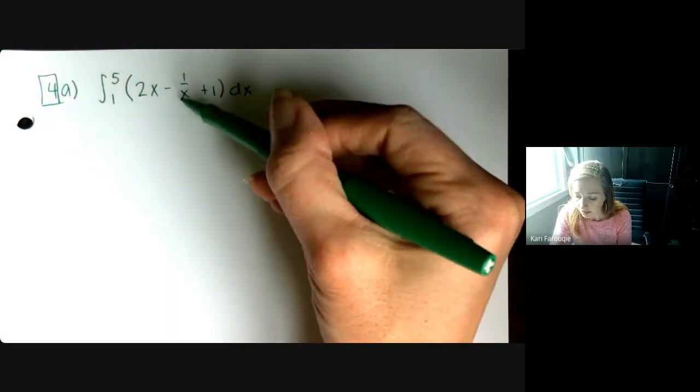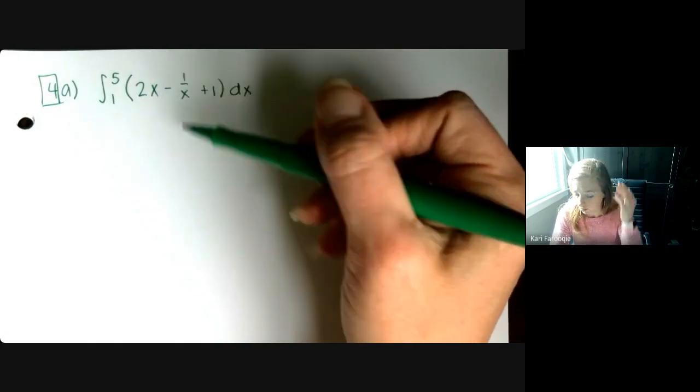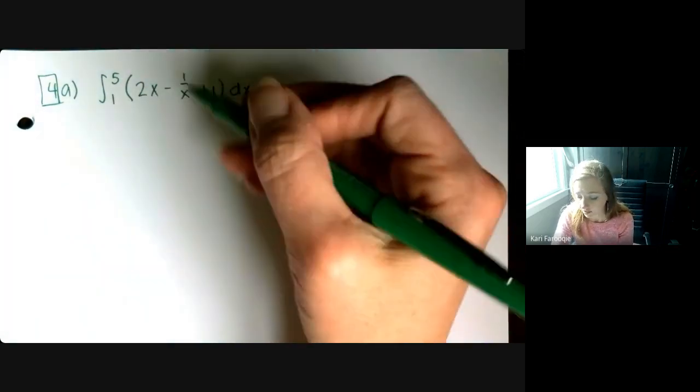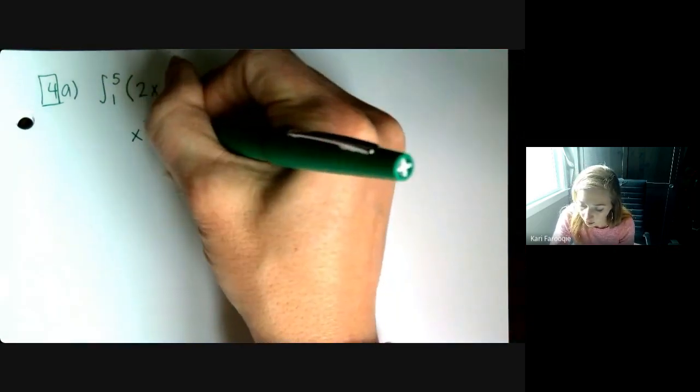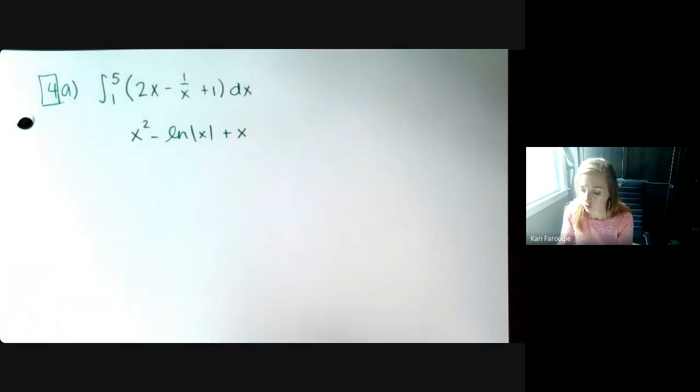Now this one, remember, is your natural log of the absolute value of x for this middle term. So I'm going to integrate that as such. Remember that 2x is the derivative of x squared. And then the antiderivative of 1 dx is x.